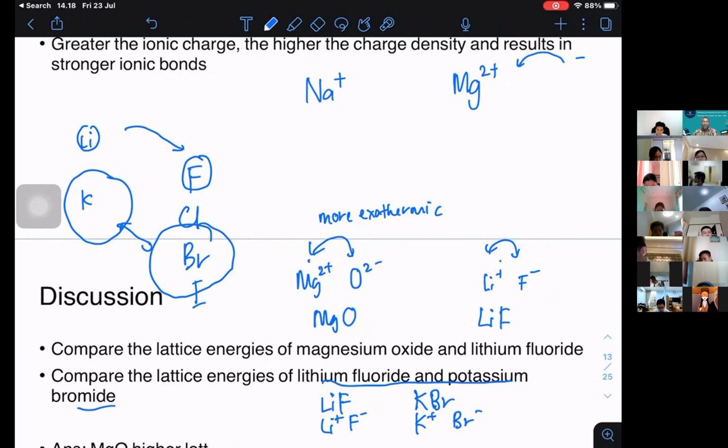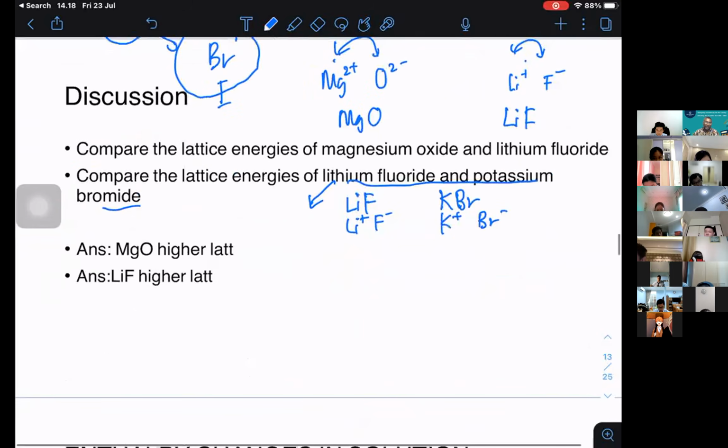LiF is going to be more. Charge density is more, because the charge is spread over a smaller volume, and that will result in bigger or stronger electrostatic forces of attraction between the Li+ and F-, and that will give you a more exothermic value.